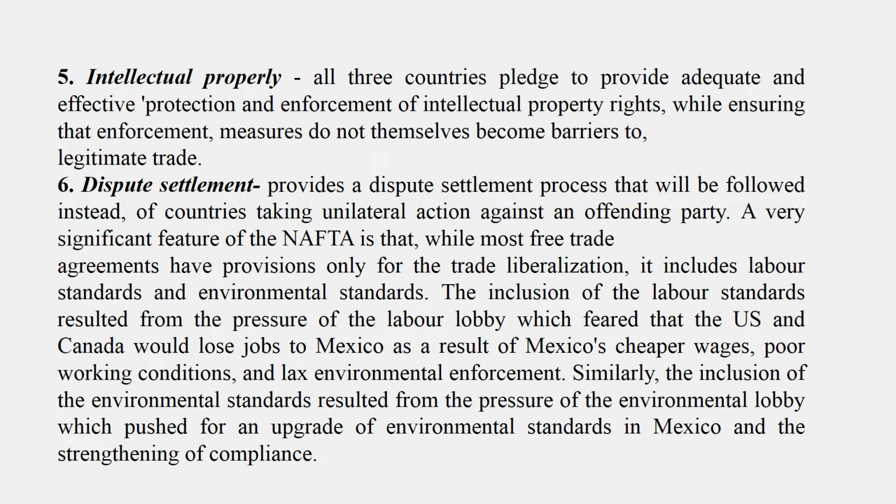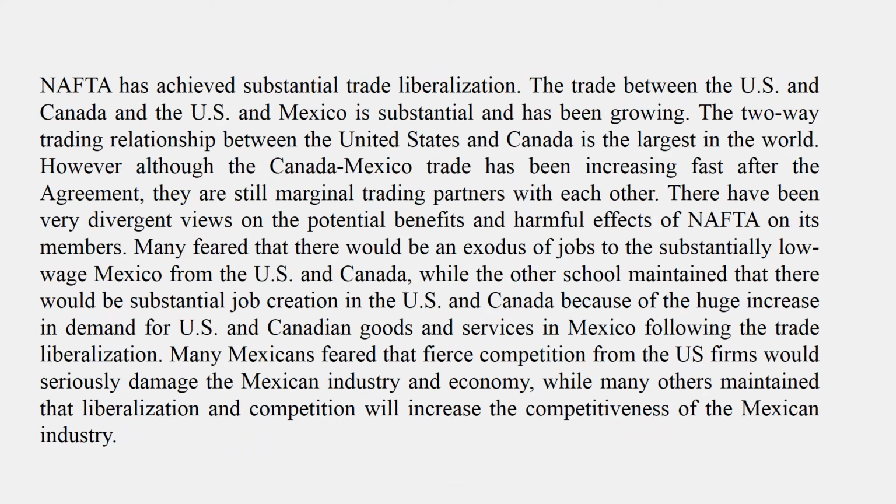The inclusion of the labor standards resulted from the pressure of the labor lobby, which feared that the US and Canada would lose jobs to Mexico as a result of Mexico's cheaper wages, poor working conditions, and lax environmental enforcement. Similarly, the inclusion of the environmental standards resulted from the pressure of the environmental lobby, which pushed for an upgrade of environmental standards in Mexico and the strengthening of governance.